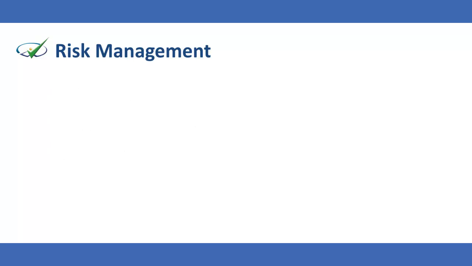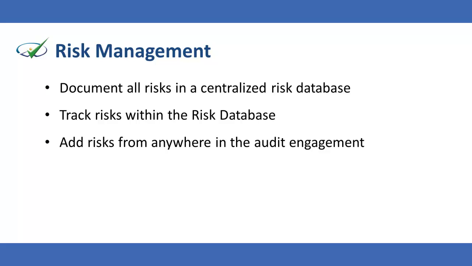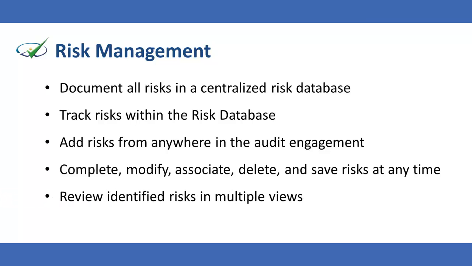Audit's sophisticated risk management system allows you to document all risks in a centralized automated risk database, track risks within the risk database, add risks from anywhere in the audit engagement, including work programs, checklists, or worksheets, complete, modify, associate, delete, and save risks at any time during the audit process, review identified risks using multiple views, providing auditors with a better way to assess risks in a variety of ways, and roll forward risks from year to year, saving considerable time in subsequent years.